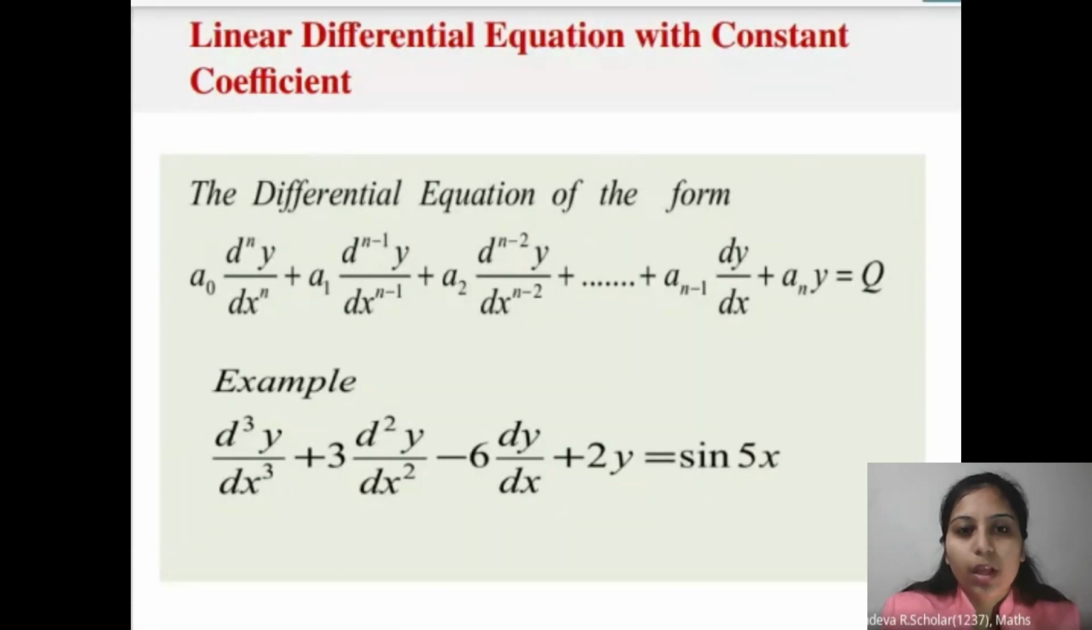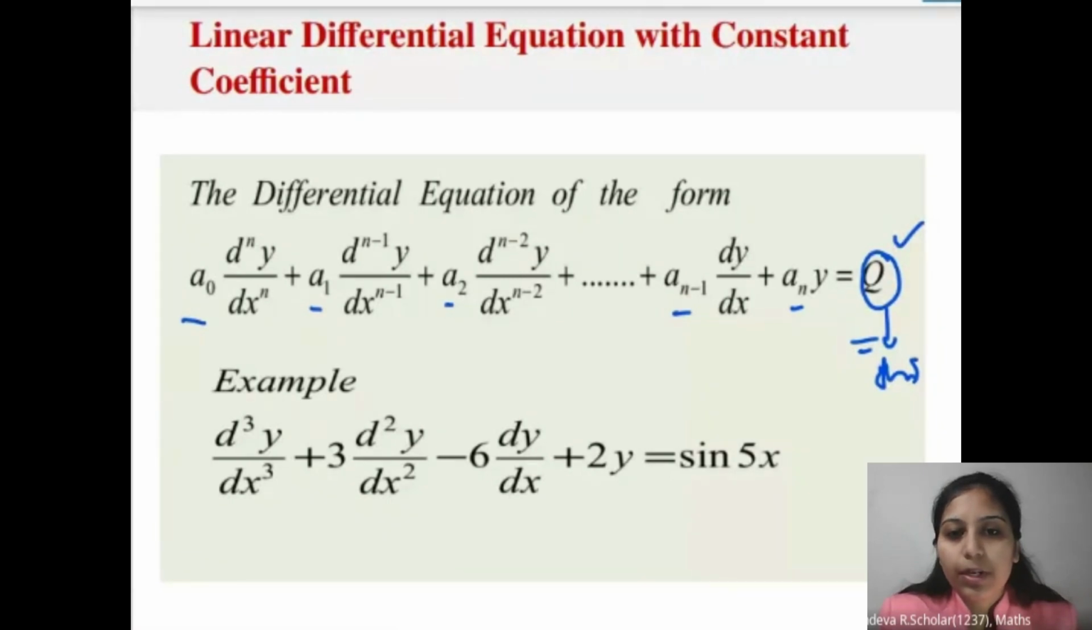A differential equation of this particular form: a naught d^n y upon dx^n plus a1 d^(n-1) y upon dx^(n-1) plus up to a(n-1) dy by dx plus a_n y is equal to q. Here a naught, a1, a2 up to a_n are all constants and q is some function of x. So this is the non-homogeneous part here.